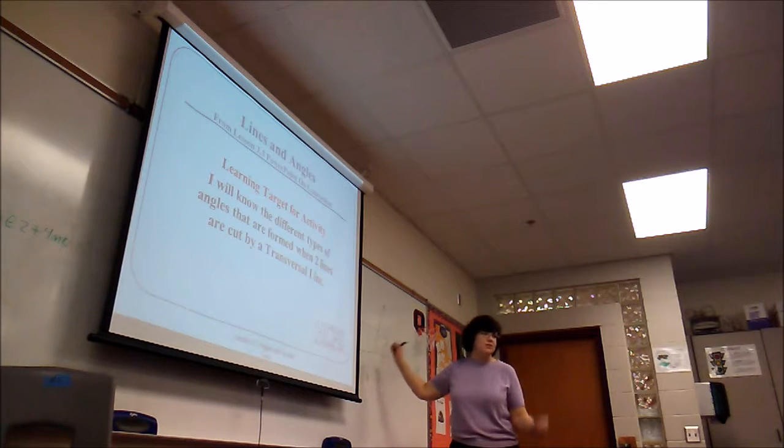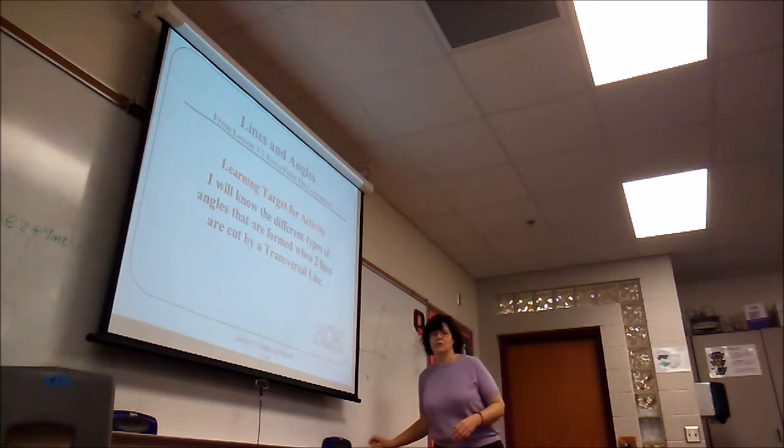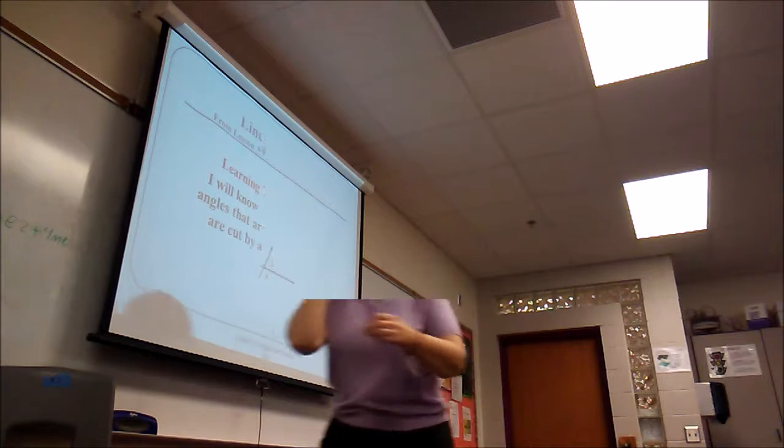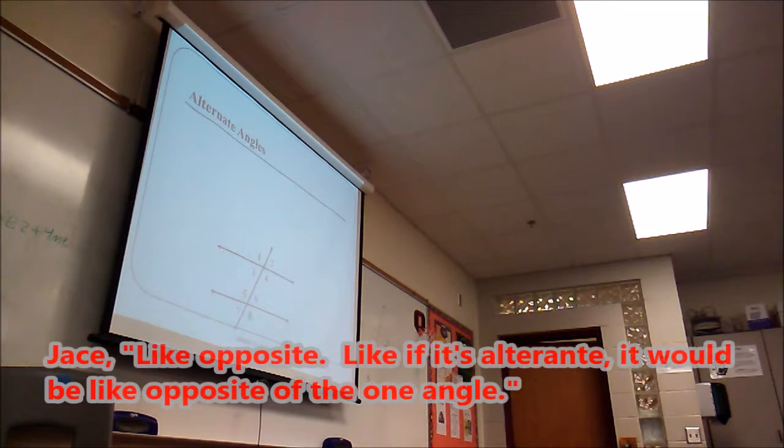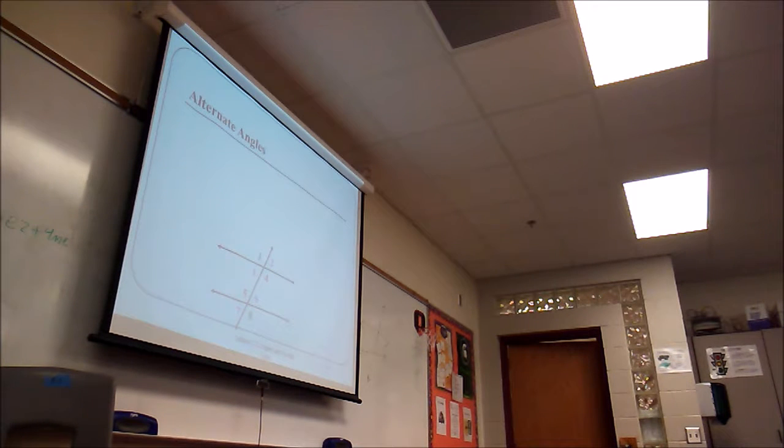There's a bunch of different types of angles, and we want to get those definitions solidified. Alternate angles. What does the word alternate mean when you think of alternate? Jace? Like opposite. Like if it's alternate, it'd be opposite of the one angle. Okay, so when we're talking about the transversal, we're talking about the opposite side of the transversal, like you said. So alternate angles: we're going to have alternate interior angles and alternate exterior angles.